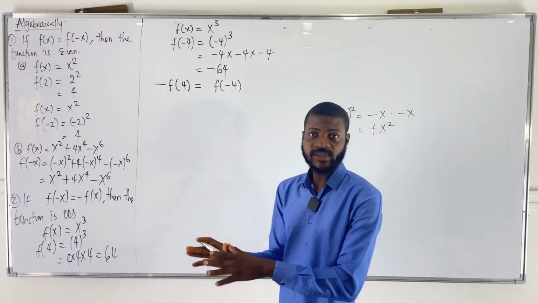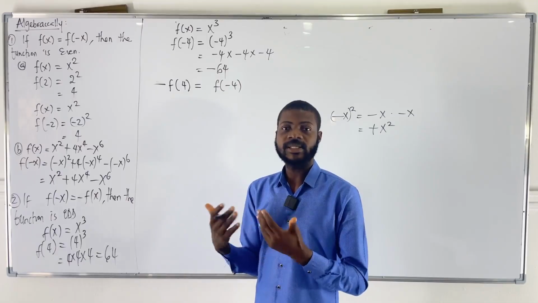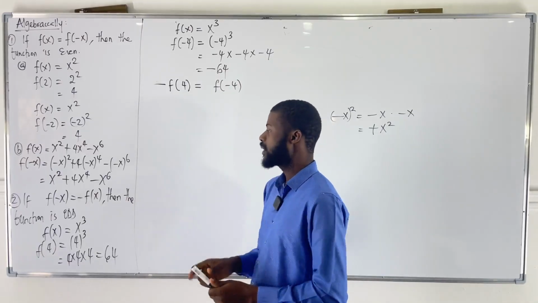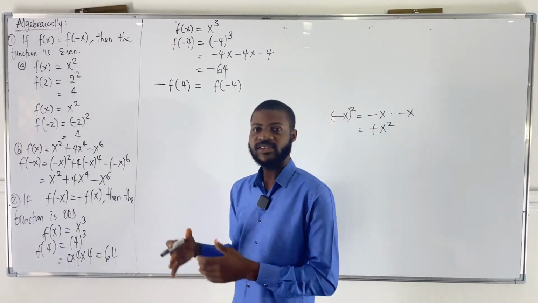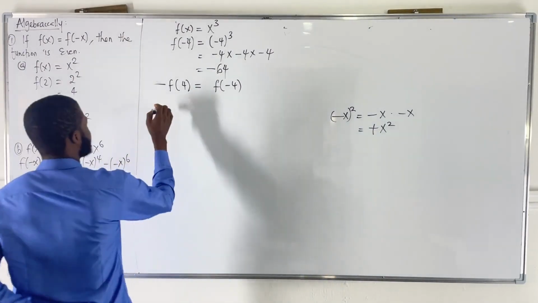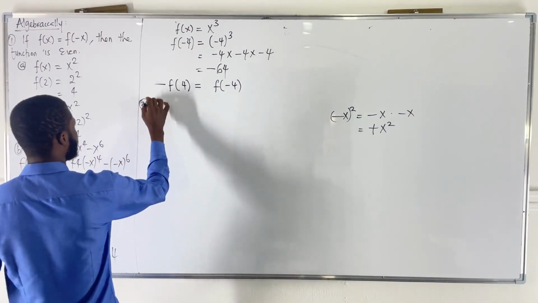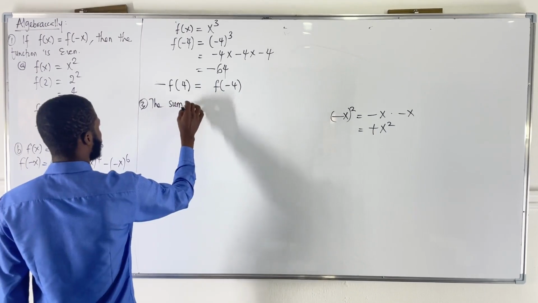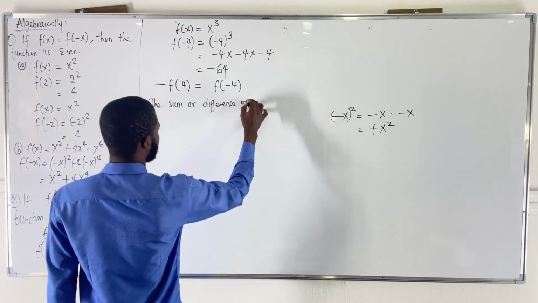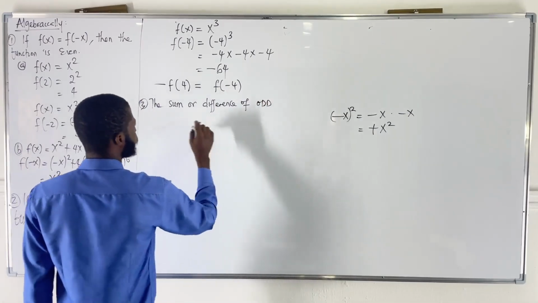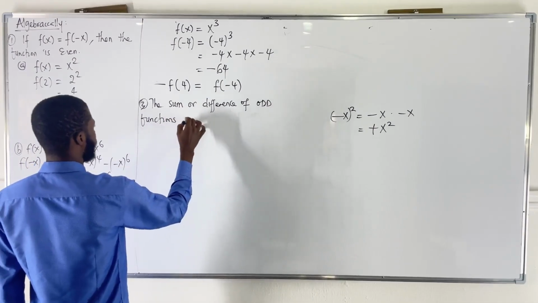So when it comes to the sum, it is still the same. There's no issue with that. It's still going to be the same. However, let me write this down. Number 3: the sum or difference of odd functions is also an odd function.